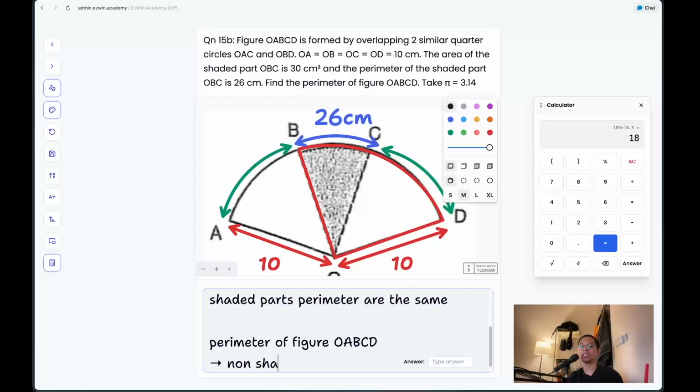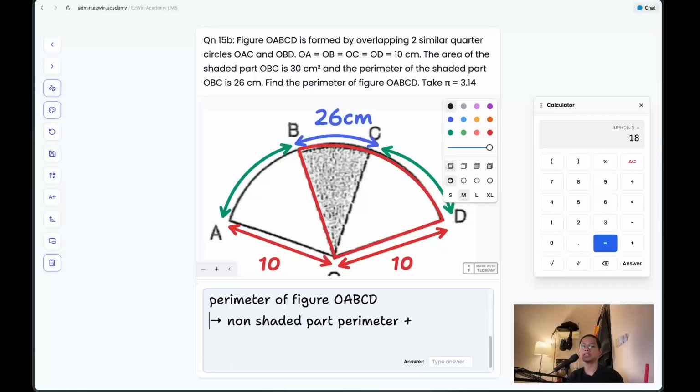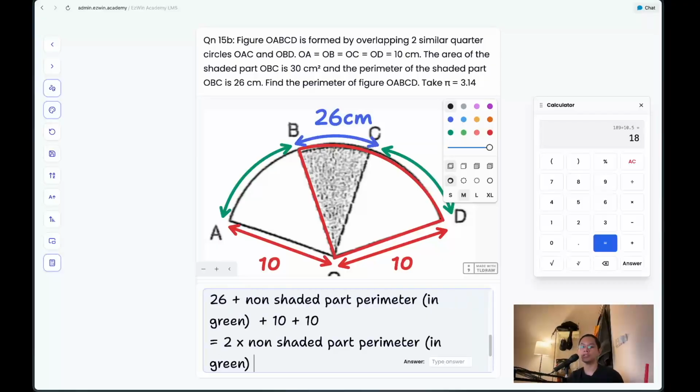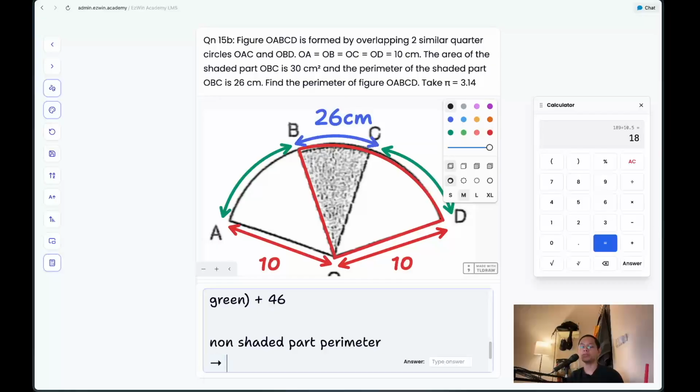Or the non-shaded part parameter, and then plus a couple of things, 26, and then add another non-shaded parameter, and then plus 10 and plus 10. Make sense? And then this will be equal to 2 non-shaded parts. So 2 times the non-shaded part parameter in green plus 46. So to get the non-shaded part parameter, we basically need to have 1 quarter circle parameter minus 26.